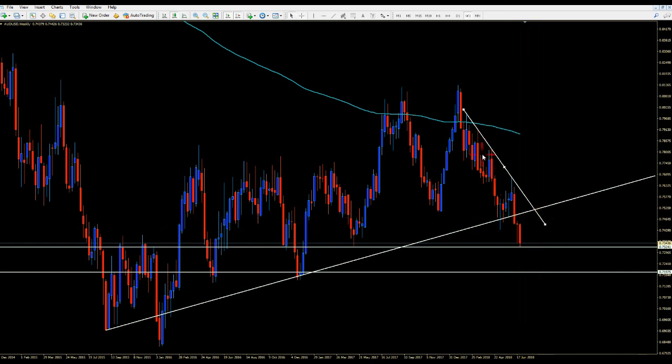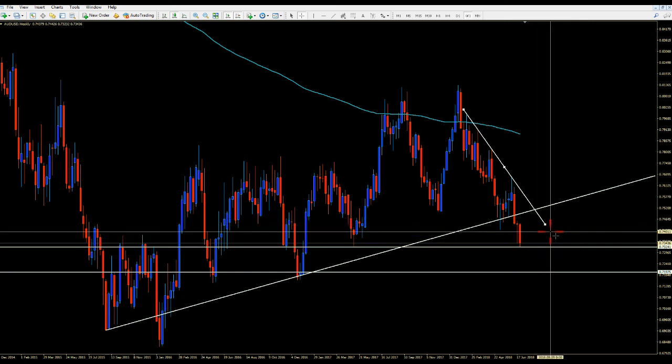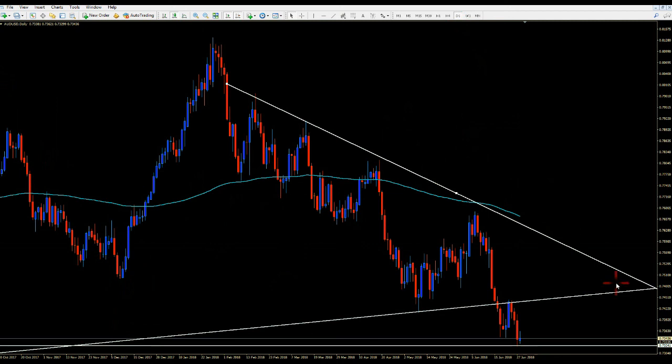Look at the candles again. You got 1, 2, 3, 4, 1, 2, 3, and then bounce. So we got 3 candles. Maybe the next one is also bearish, and then we get a retracement to this trend line again. So be careful with that.